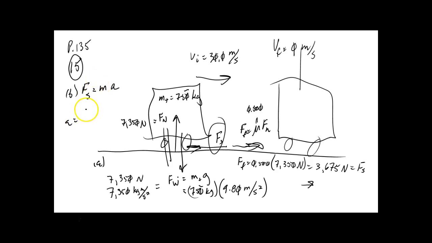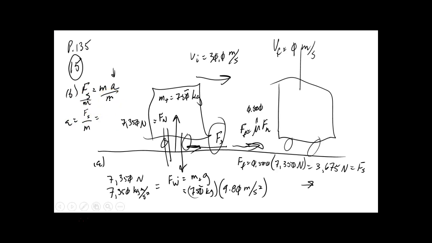By dividing what? Dividing the stopping force by the mass, right? Divide both sides by m. You're trying to isolate the acceleration. That's what we're looking for. So divide both sides by m.